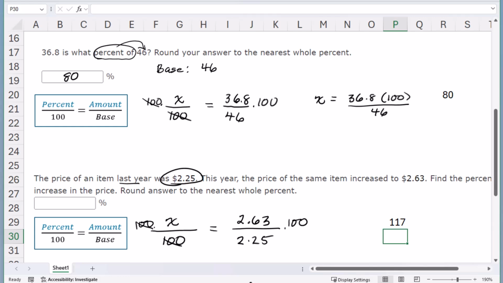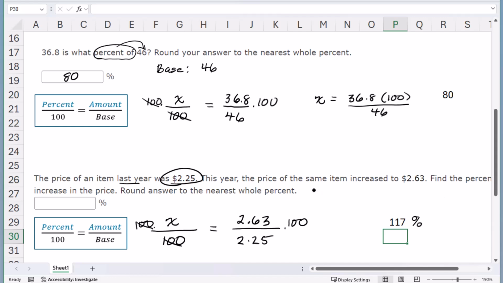Okay, I get 117. So that would be 117%. But that means that $2.63 is 117% of last year's price.